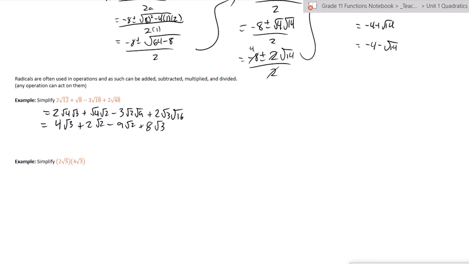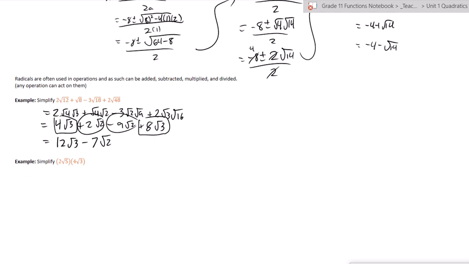So here we have root 3 and root 3. So 4 plus 8, that's 12 root 3. And then we have 2 root 2 minus 9 root 2. These are like terms, so both have root 2. So 2 minus 9 is minus 7 root 2. And we can't simplify further because the root 3 and root 2 are different. They are not like terms. So our fully simplified form of this expression is 12 root 3 minus 7 root 2.